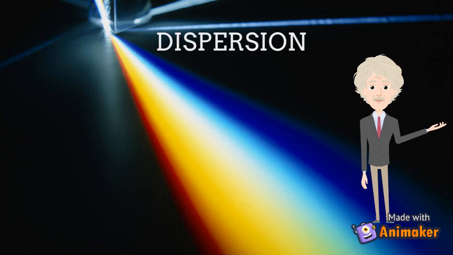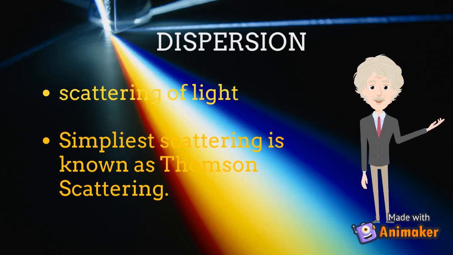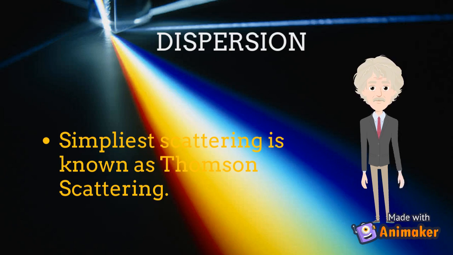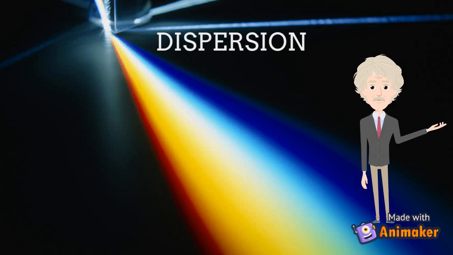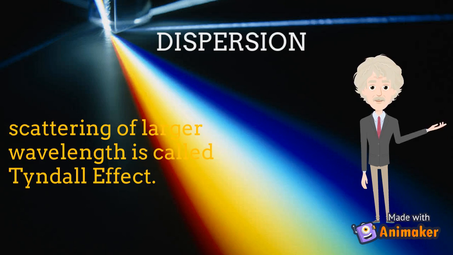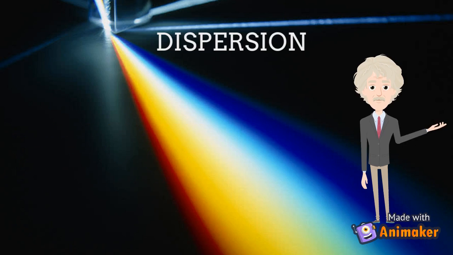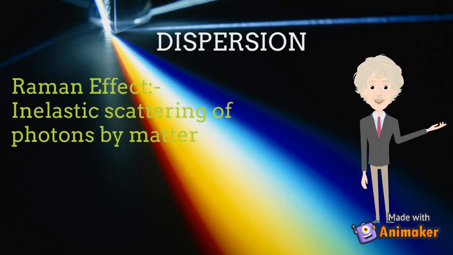Now coming to the next topic, dispersion. Dispersion of light simply means breakdown of a light ray. The simplest scattering includes the Thomson effect, which talks about the deflection by a single particle. Scattering of larger wavelength is known as Tyndall effect. C.V. Raman stated the Raman effect, which says that dispersion is due to inelastic scattering of photons by matter, which results in exchange of energy in the form of vibrations.